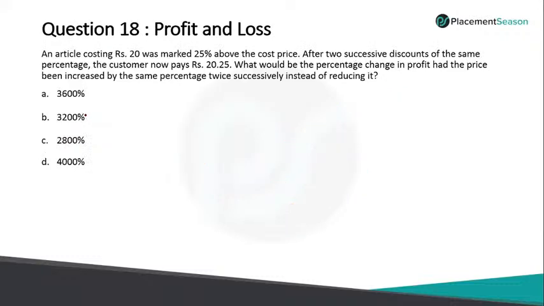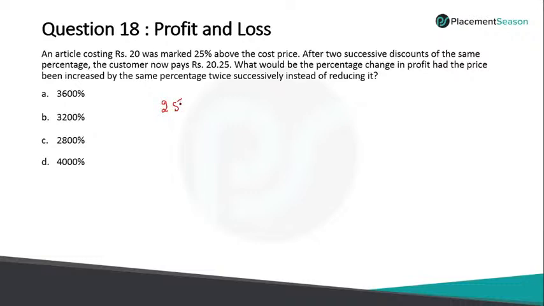Okay. So question number 18, profit and loss. An article costing 20 rupees was marked 25% above the cost price. So it is marked as 25, because 25% of 20 is 5. So it is marked above cost price. The cost price is 20. If I'm marking 25% above this, it should be 25.